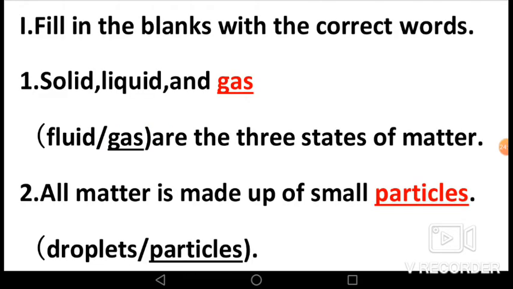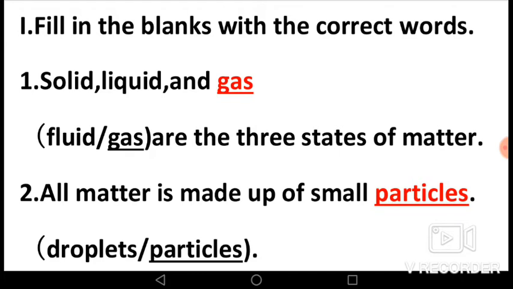Now let's understand fill in the blanks. First, solid, liquid and dash are the three states of matter. The answer is gas, in which solids are substances in which the particles are packed very close to each other. In liquids, particles are not very closely packed and in gas particles are loosely packed.